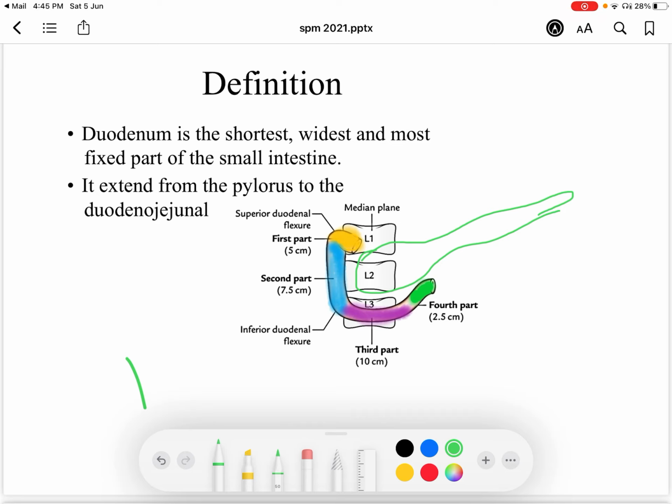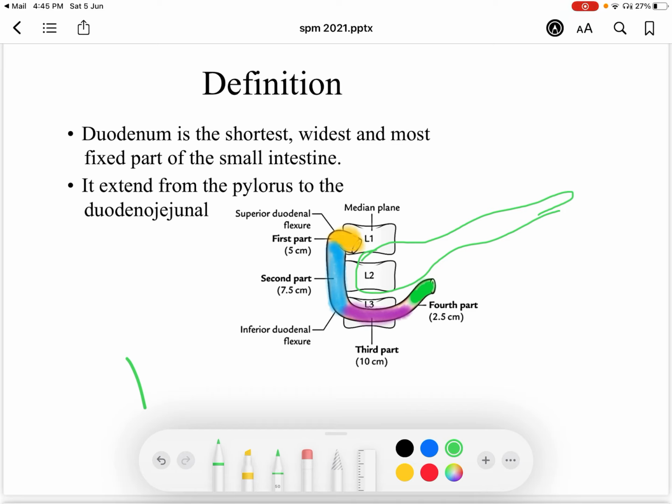The first part is 5 centimeters, the second is 7.5, the third, horizontal part is 10 centimeters, and the fourth part, the ascending part, is 2.5 centimeters. Of the first 5 centimeters, the first 2.5 centimeters is covered by the peritoneum. The rest of the duodenum is retroperitoneal.